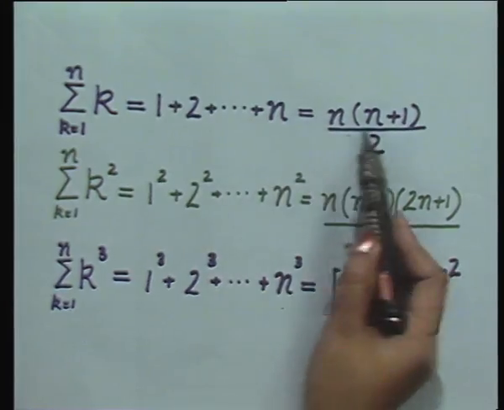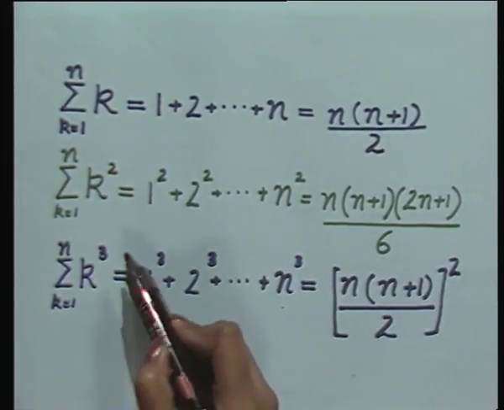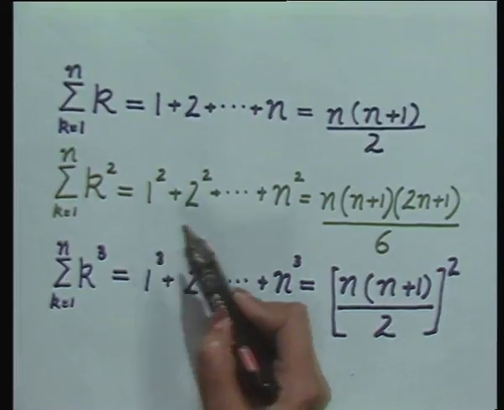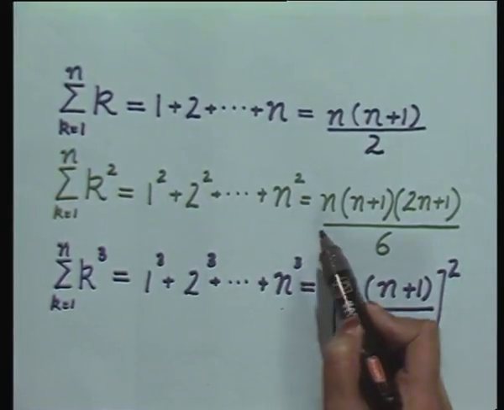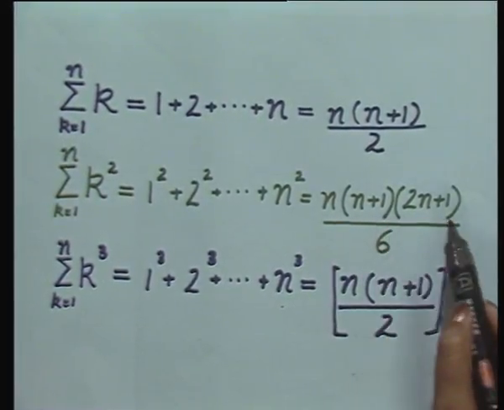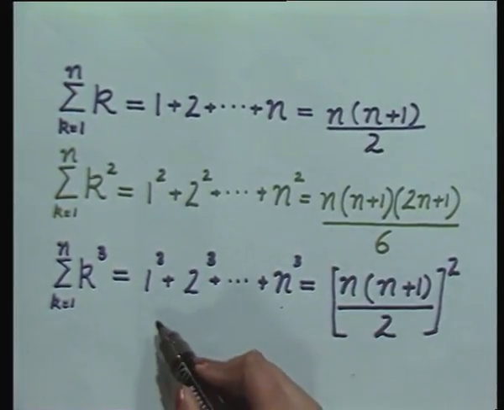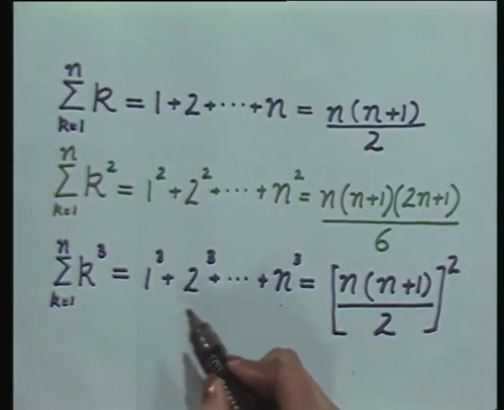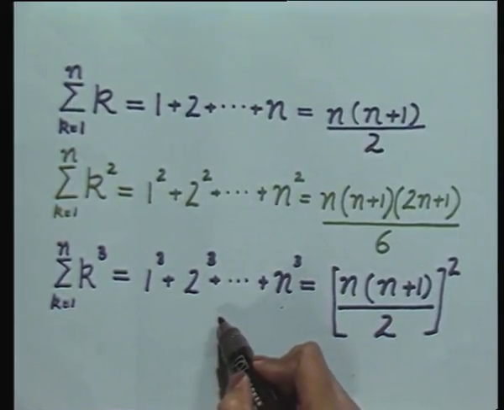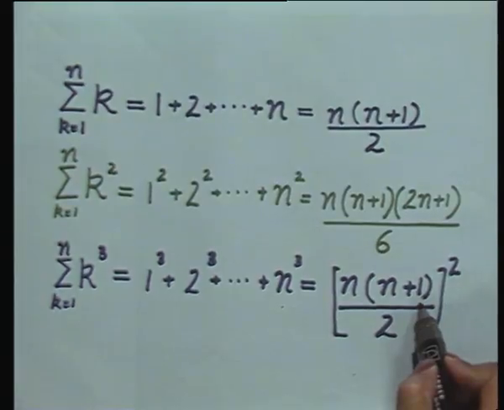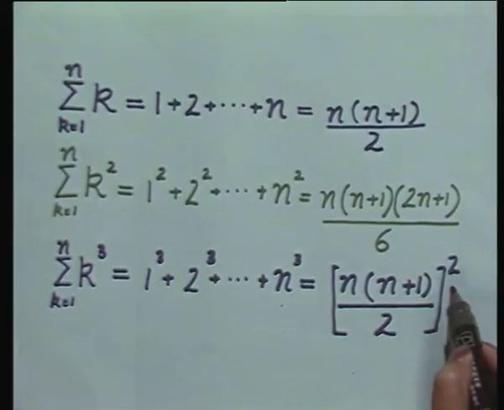The sum of first n natural numbers can be given by n into n plus 1 whole upon 2. And the sum of squares of first n natural numbers can be given by n into n plus 1 into 2n plus 1 whole upon 6. That's right. And the sum of the cubes of first n natural numbers, ma'am, can be given by n into n plus 1 upon 2 whole square.